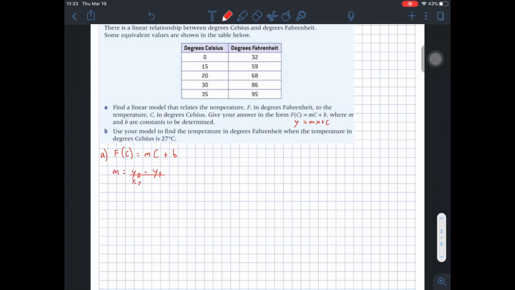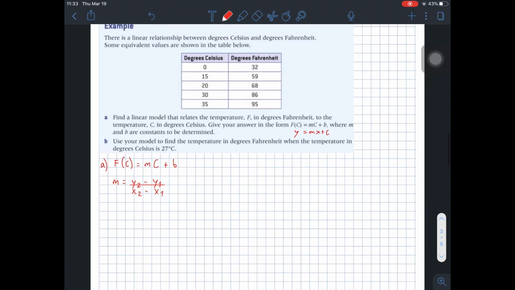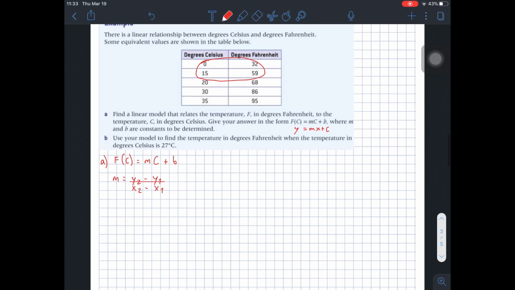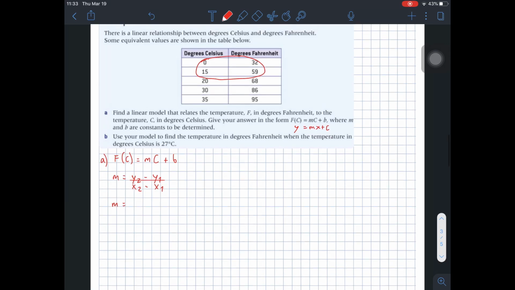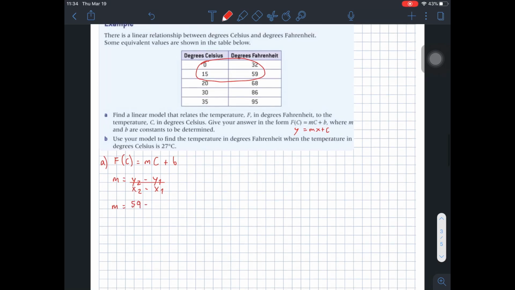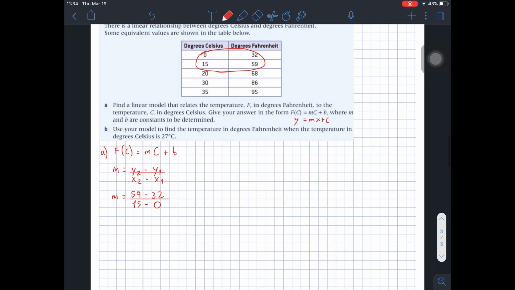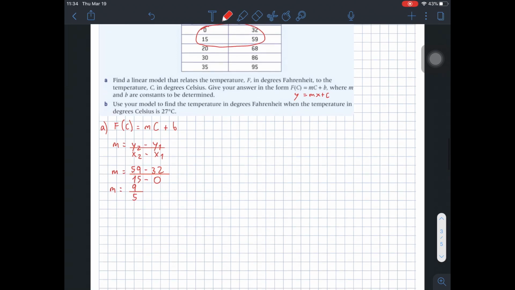x2 minus x1. So we can pick any two pair of points from this table and calculate the slope. So we can grab the first 2 points, and this would be 59 minus 32 over 15 minus 0. So the slope equals, do this in the calculator, 59 minus 32 over 15. This gives us 9 over 5. Okay, so that's the value of the slope.